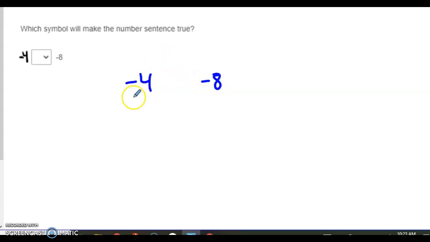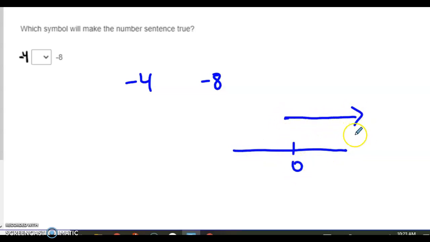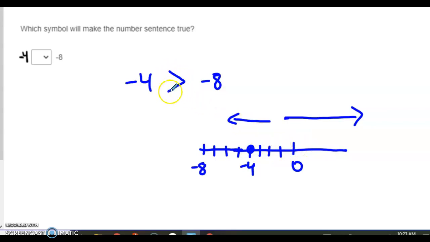So I just have to decide if -4 is bigger or -8 is bigger. So if you think about your number line, anything that's going to the right is going to be bigger, right? And anything that's going this way is going to be smaller. So if we just plot these, I have a -4 here, 5, 6, 7, 8, and a -8 here. -4 is going to be bigger because it's more to the right. So I want the alligator mouth to eat the bigger number. So I'm going to do the greater than symbol.